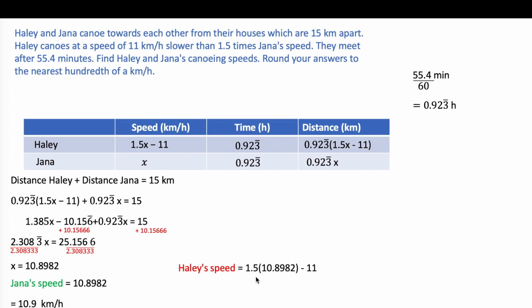Haley's speed is going to be 1.5 times the, don't use the rounded version, 10.8982, take away 11. If we do that, we get 5.3473 kilometers per hour. This we have to round to the nearest hundredth of a kilometer per hour. The 7 is going to tell the 4, this is the tenth place, the 4 is the hundredth place, so the 7 tells the 4 to round up to a 5, so 5.35 kilometers per hour.